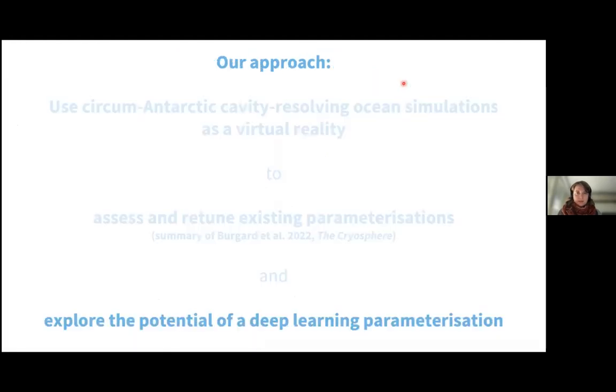And then let's go to the second part, which is much more exploratory because it's currently work in progress, but I still wanted to share it and get some feedback. So we used the same virtual reality, but now to really explore the potential of a deep learning parameterization.